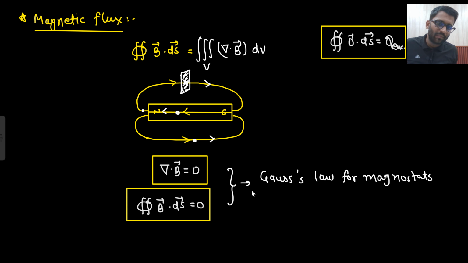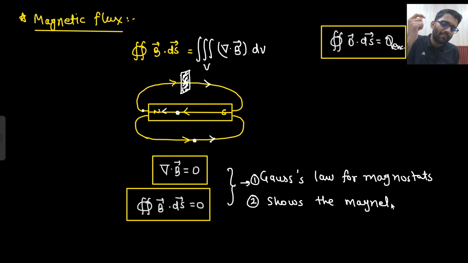What could be the other name? The other name is, it shows the nonexistence, or what should I write? Shows the magnetic monopoles don't exist.